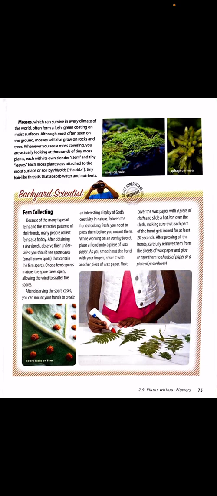Mosses, which can survive in every climate of the world, often form a lush green coating on moist surfaces. Although most often seen on the ground, mosses will also grow on rocks and trees. Whenever you see a moss covering, you are actually looking at thousands of tiny moss plants, each with its own slender stem and tiny leaves. Each moss plant stays attached to the moist surface or soil by rhizoids, tiny hair-like threads that absorb water and nutrients.